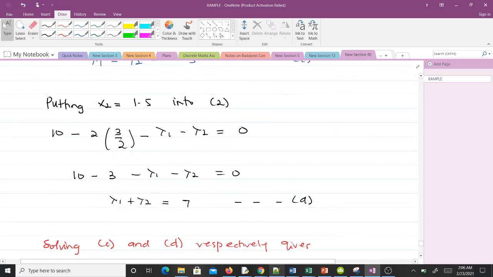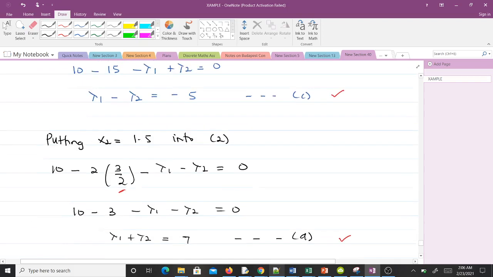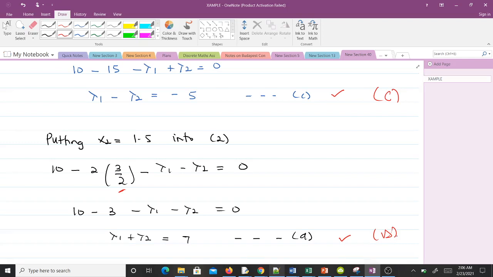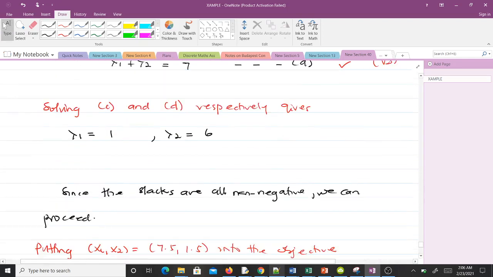And putting x2 equals 1.5 into equation 2, wherever you find x2, you put 3 over 2, which is the same as 1.5. This will give us lambda 1 plus lambda 2 equals 7, which we are calling equation D. So we can solve equation C and equation D simultaneously for lambda 1 and lambda 2. When you solve, you are going to get lambda 1 to be 1, lambda 2 to be 6.